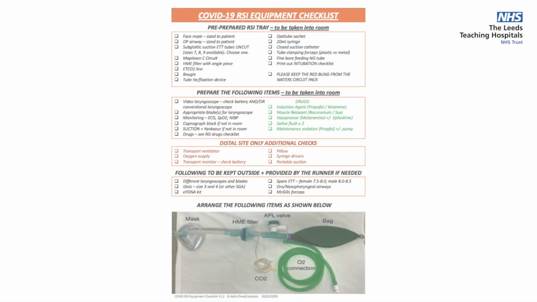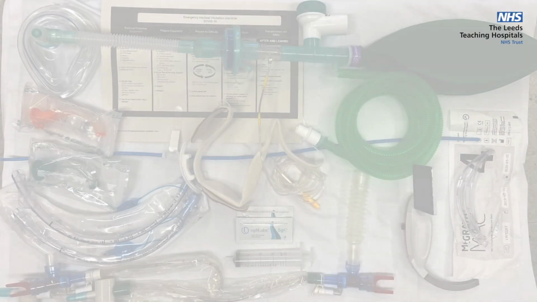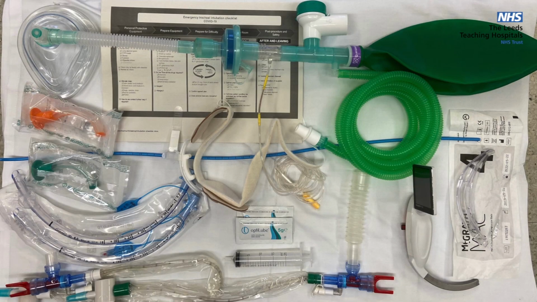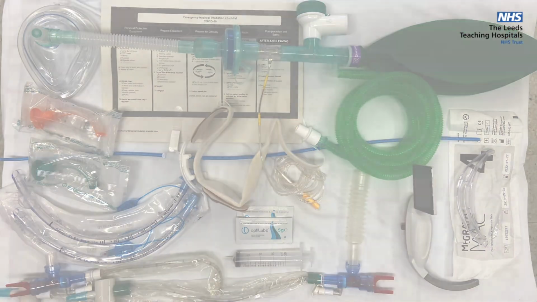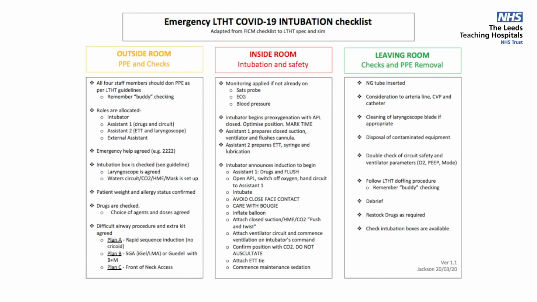The system that we have developed involves 5 essential aspects. The first of these is the kit checklist. This ensures that before we enter the room we have all the equipment that we require and prevents us from having to go in and out of the room too frequently. Secondly, we have a COVID intubation tray. These will be standardised across the trust and ensures that we can pick up and go to wherever department is required.